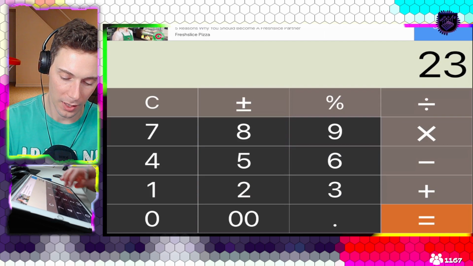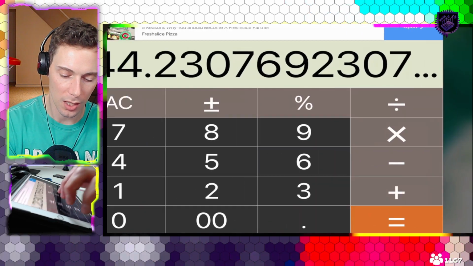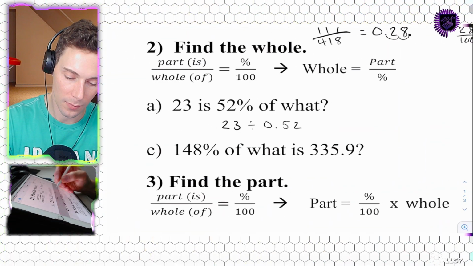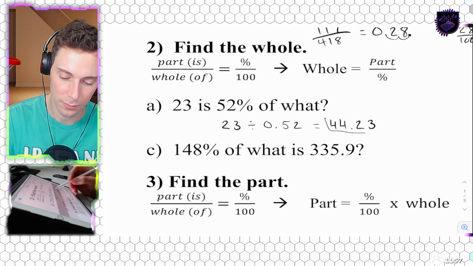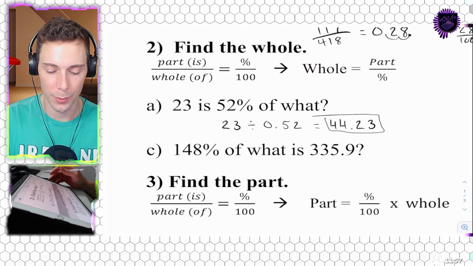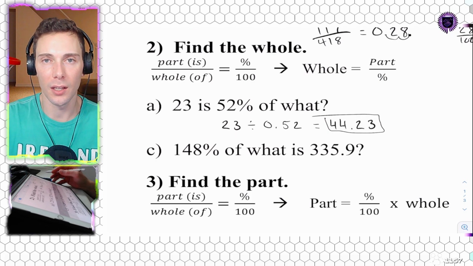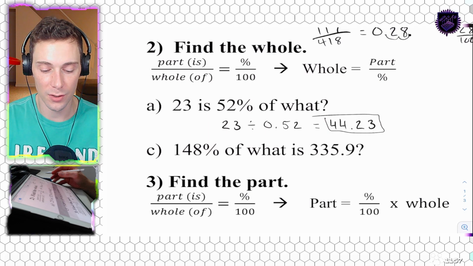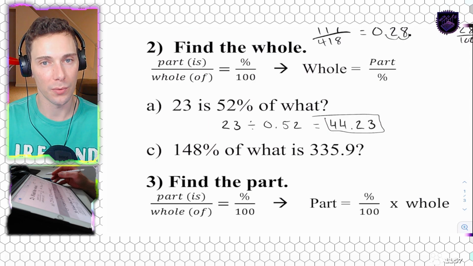And then we can do that math. 23 divided by 0.52, 44.23. Remember, we're looking for the whole. The whole is 44.23. The percent is 52 and the part is 23. So 23 is 52% of 44.23.